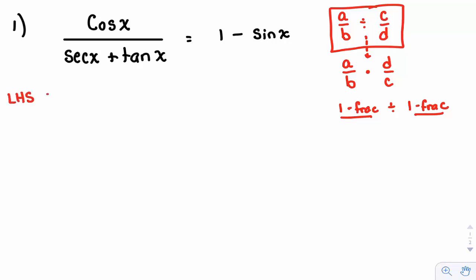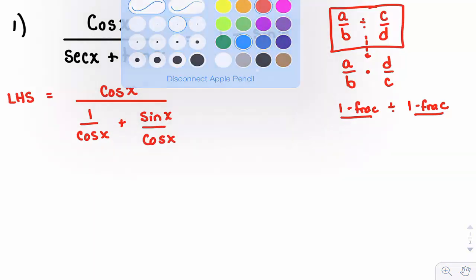Here is where we take our left-hand side. By the way, the first step I'm going to write correctly. It's the second step that's wrong. So you can write this first step. We should start off with cosine x divided by 1 over cosine x plus sine x over cosine x.